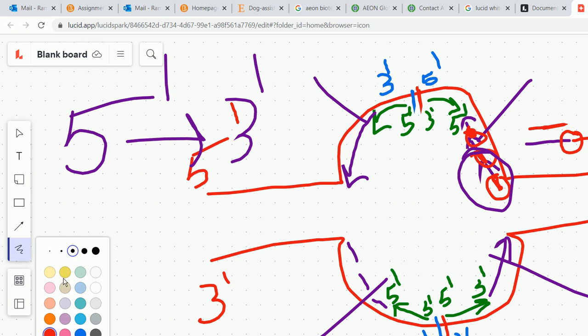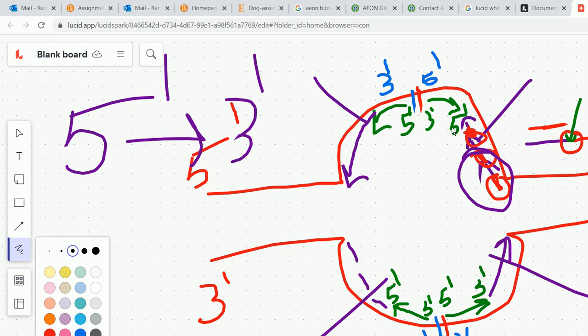Then comes the role of the third enzyme called DNA ligase. It is going to come and seal this gap. Okay, this is the function of DNA ligase. It's going to connect these two strands of DNA. And how does it connect? By making the phosphodiester bonds. So this is the way the two strands of DNA are made.